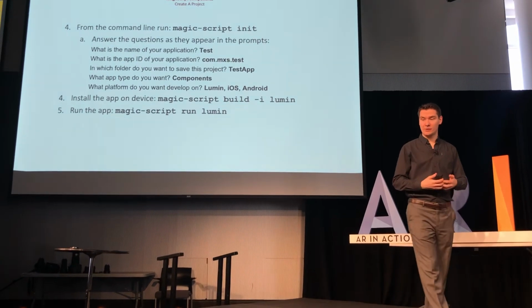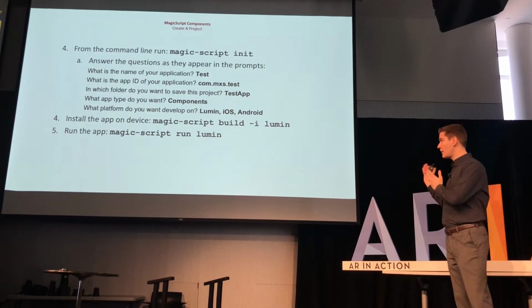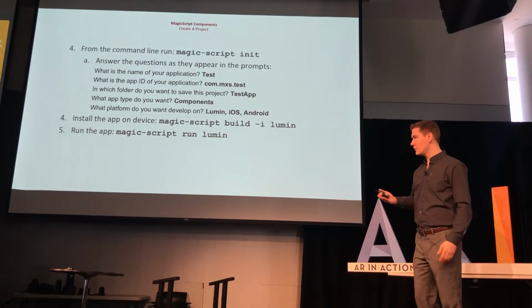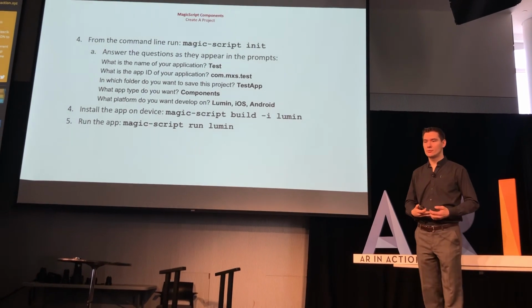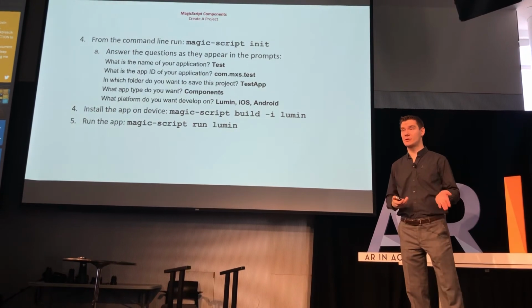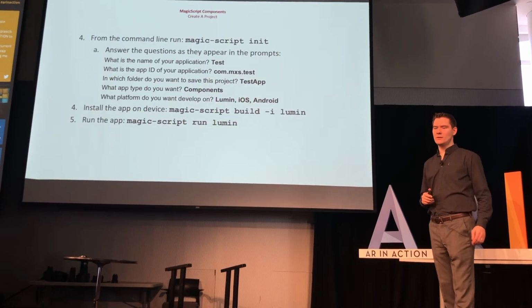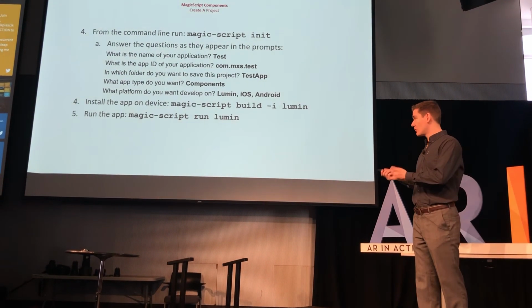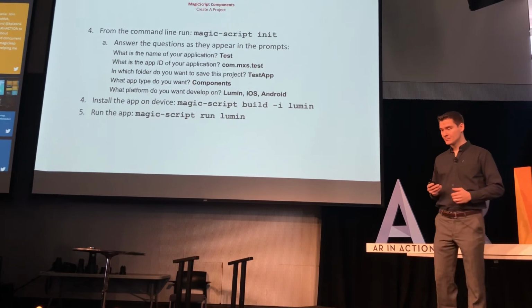After which, it's really just a simple build command, Magic Script build, where you specify the target. Here I have target for Lumen, iOS and Android work as well. And the -i option is to perform an installation of the application as soon as the compile process is finished, to install it onto a device. And last, to actually get it up and running on the screen, is Magic Script run, and again specifying the target.